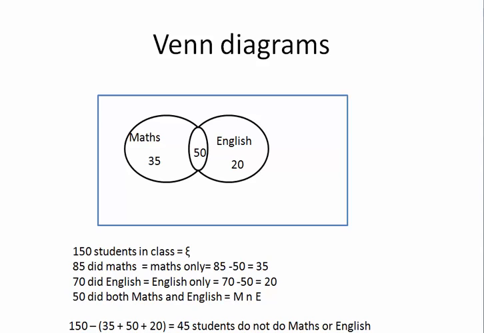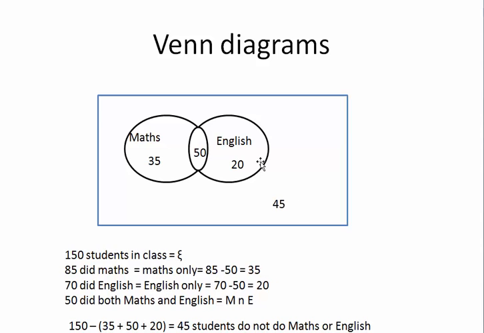What about students that don't do maths or English? So this would be like the 150 minus the 35 plus the 50 plus the 20. So that in brackets, and we get 45 students on this outside, which is the number that don't do maths or English.